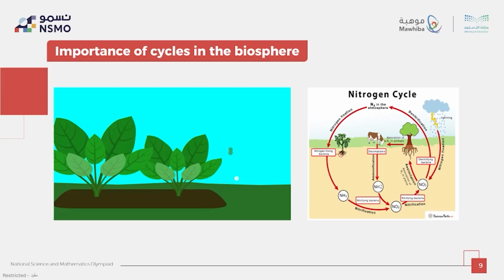Step 5, denitrification. Some bacteria convert nitrogen back to gas, returning it to the atmosphere. So the key message here: the nitrogen cycle ensures that nitrogen is recycled and remains available for living organisms.